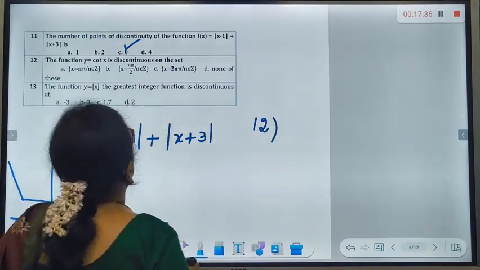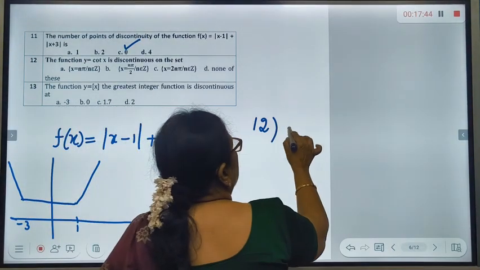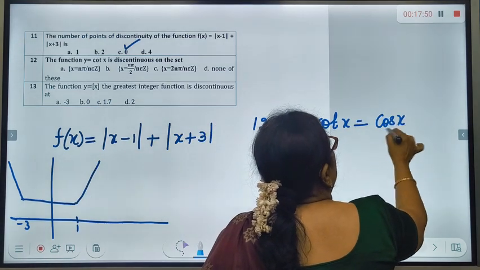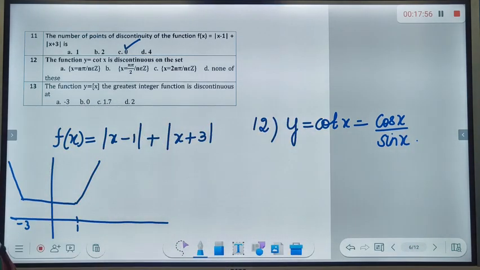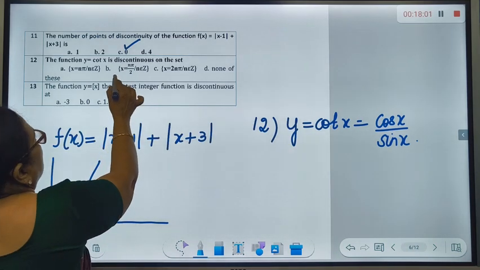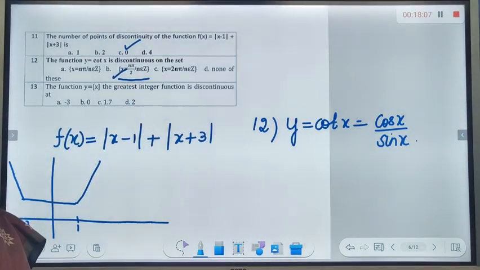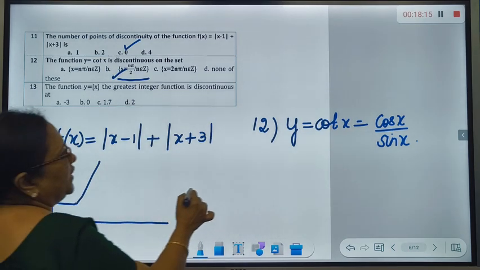The function y equal to cot x is discontinuous. In fact, you can even ask where it is not defined. So where is it not defined? y equal to cot x is equal to cos x by sin x. If sin x is equal to 0, then what will be the value of x? It will be n pi, where n belongs to Z. So at those points, the function is not defined. Therefore, there will be a break in the graph of cot x at those points. Next, 13th question.